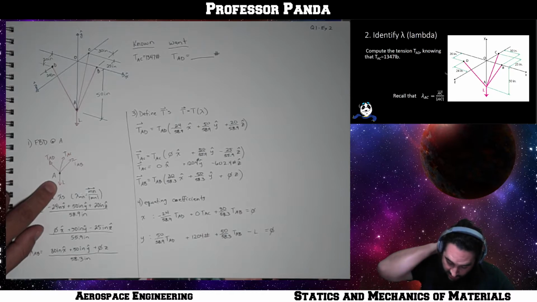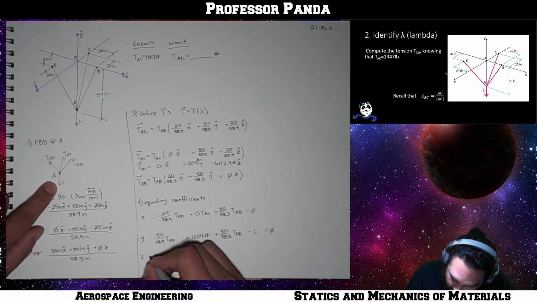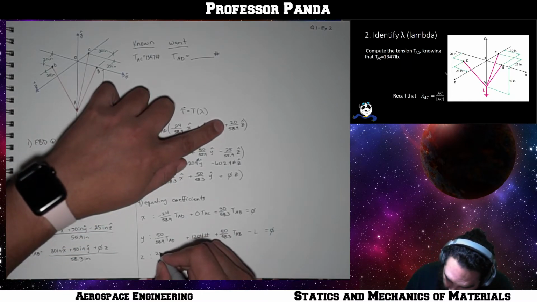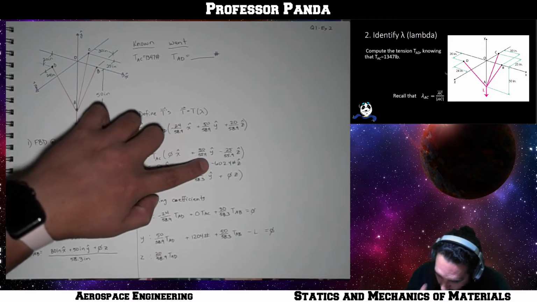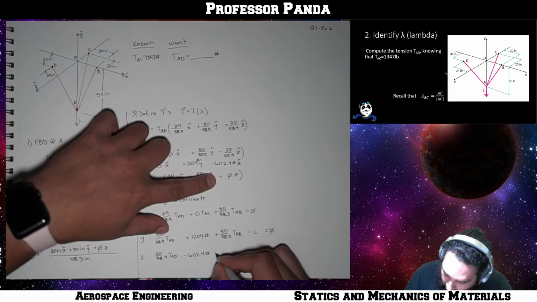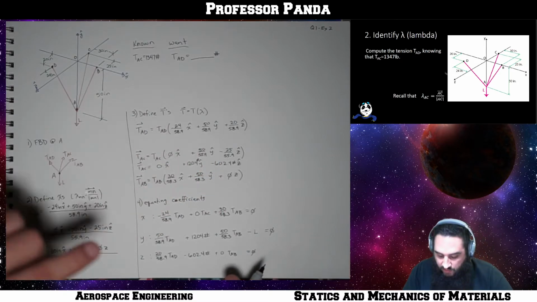Okay, now let's go on to the z equations. That'll be 20 over 58.9 TAD, negative 602.4 pounds, plus 0 TAB. Set that equal to 0.